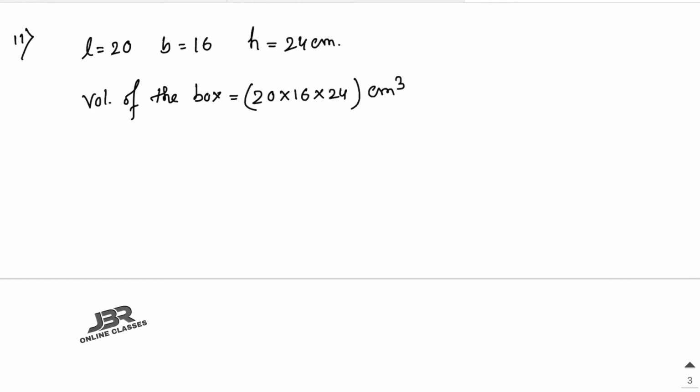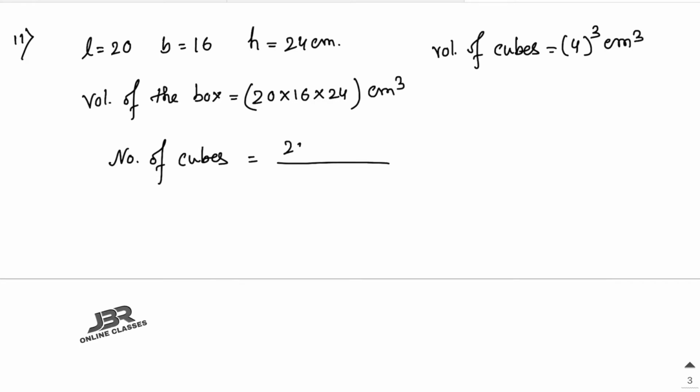Now the next thing, you have to find out the volume of the cube. So volume of the cube, as the cube has edge or side 4 centimeter, will be 4 cube centimeter cube. Now for the number of cubes, you just divide the previous volume by the volume of the cube. So 4 into 4 into 4, so it's 5, 4, 6, and that equals 120 as your answer.